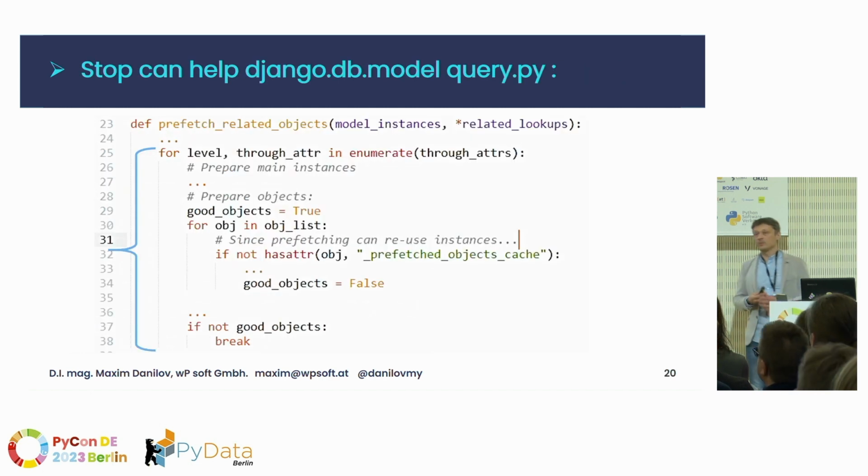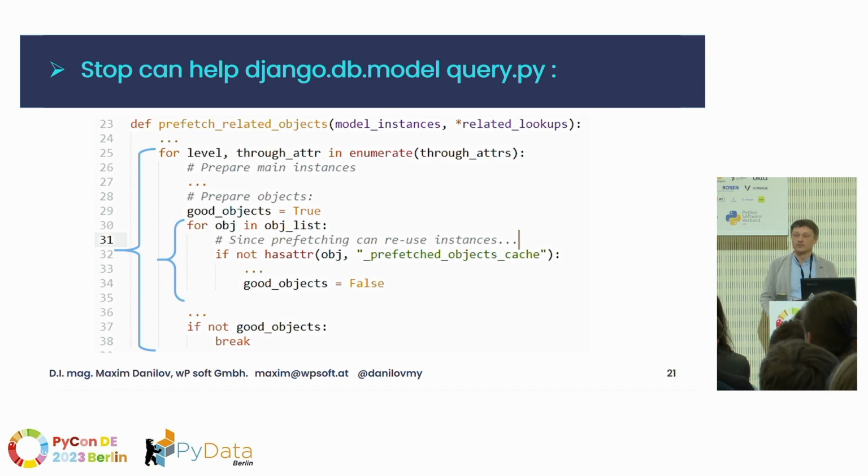Example. This example is from Django code. I have given many talks about Django at different conferences. And this function worked with many objects from the database. In this function, we have a parent loop and a child loop. What we want to do here is go through the child loop, and if something happens, we want to break the parent loop.